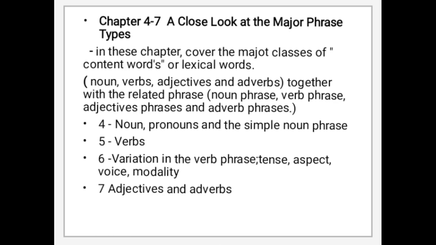Chapter 4 contains nouns, pronouns, and the simple noun phrase. We have chapter 5. It contains verbs, while chapter 6 covers the variation in the verb phrase: tense, aspect, voice, and modality. Chapter 7 contains adjectives and adverbs.